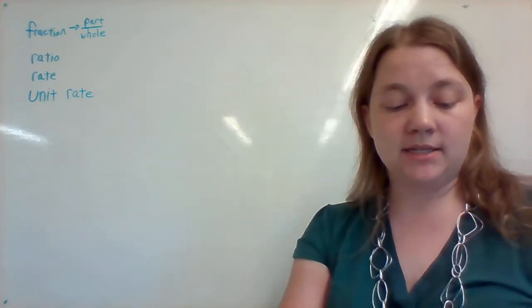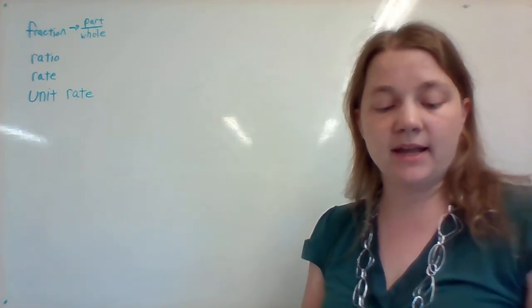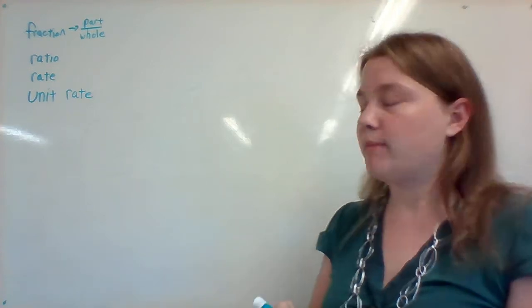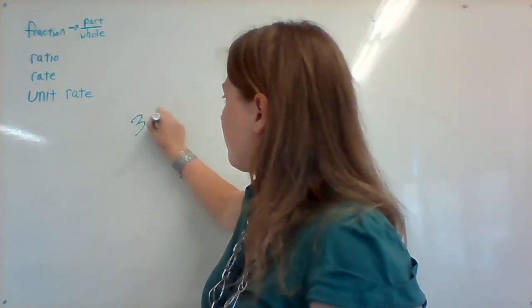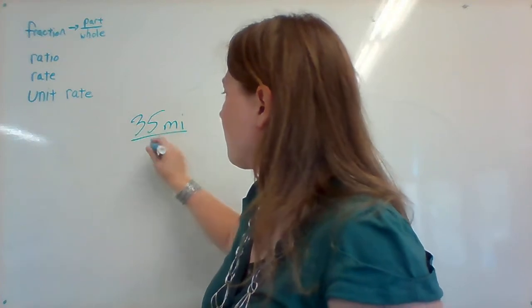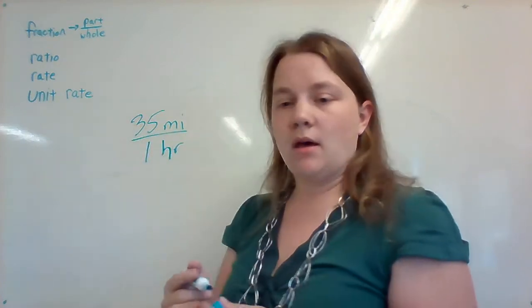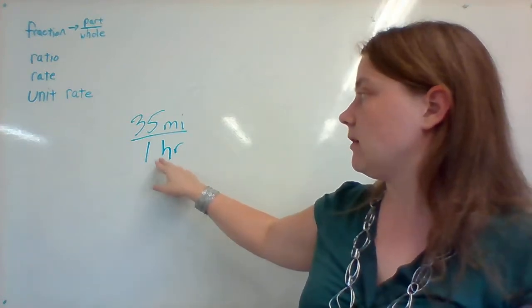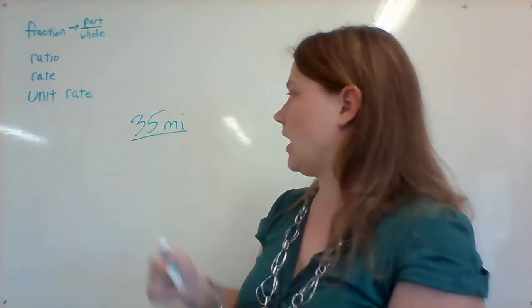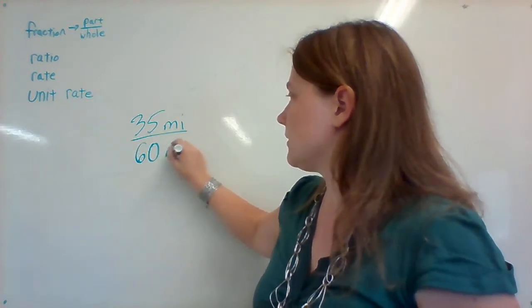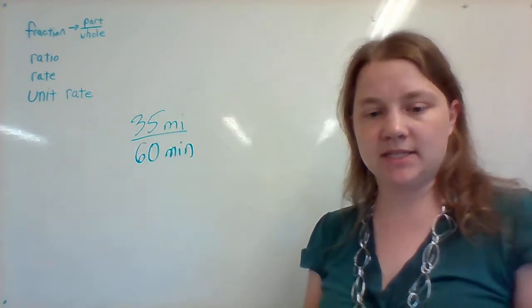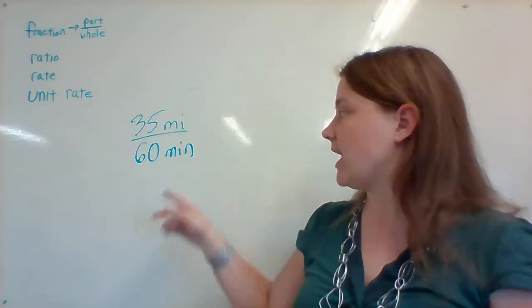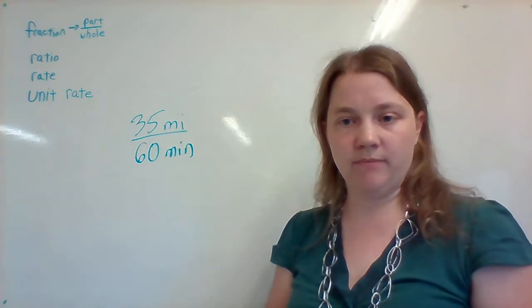Okay, next example. If I have a car and my car is going 35 miles an hour, I want to know how many miles is that per minute. So instead of writing 1 hour, I'm going to write 60 minutes. And I want to know how fast is that car going per minute. So I need to get that minute down to 1. So here's what I'm going to do.